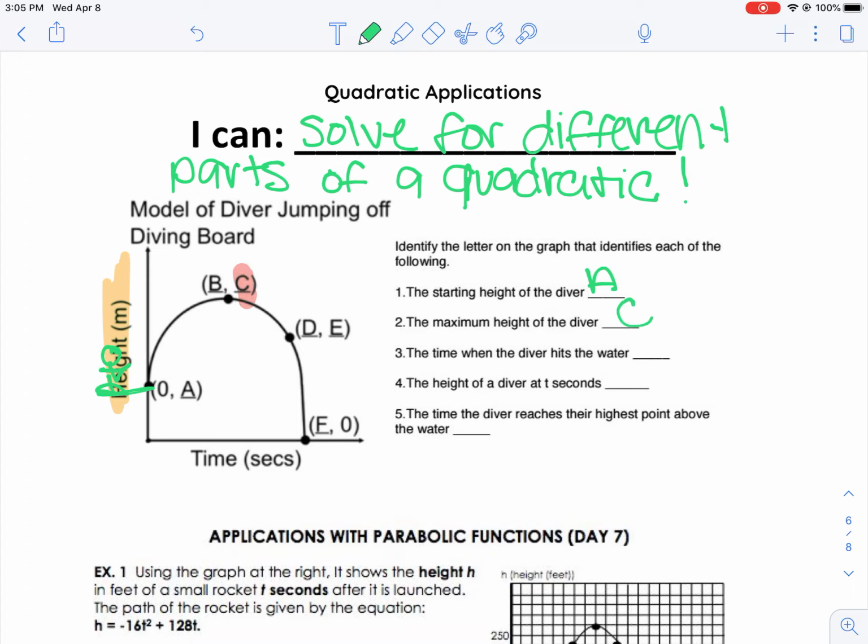The maximum height of the diver, if I look at my diagram, the height is C of that maximum point. The time when the diver hits the water, think about your x-axis as your water. So that time would have to be F.